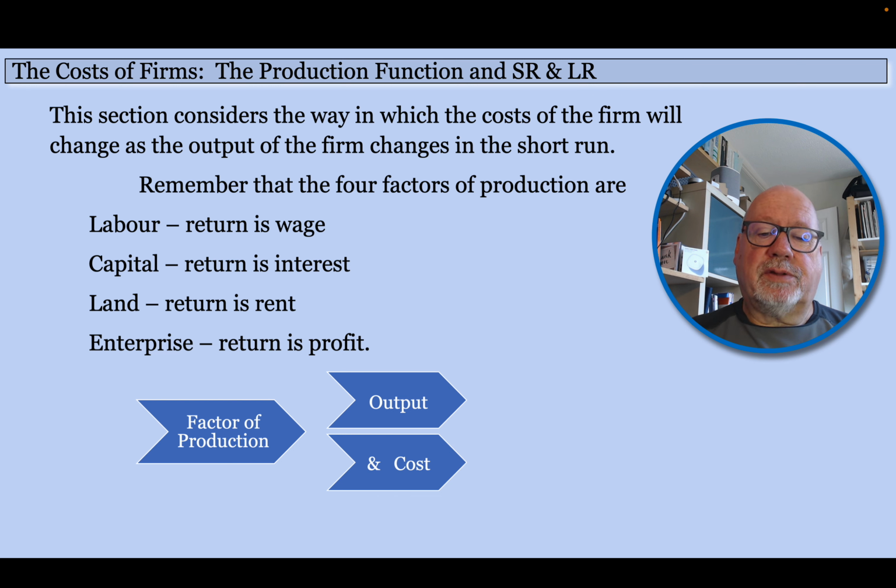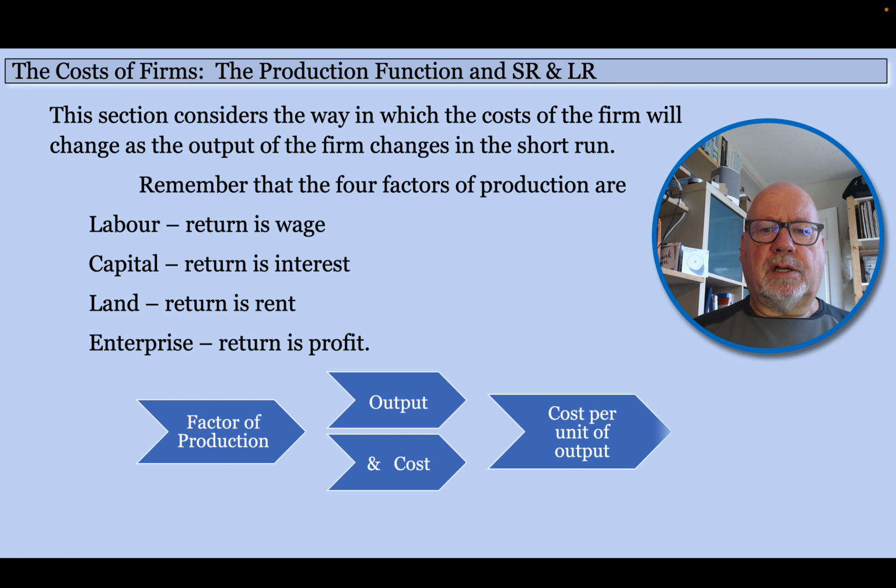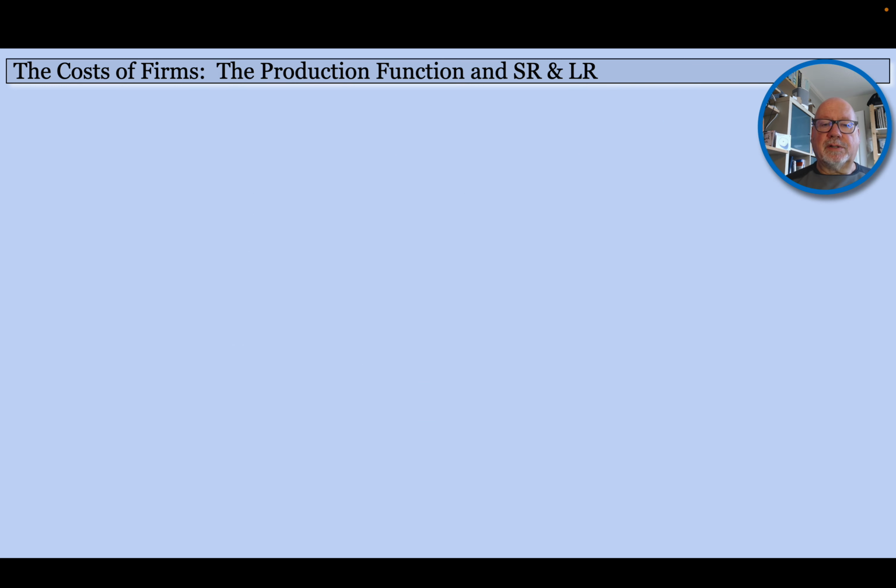Okay, so that's what this is going to do, and we're going to look at how you build up the cost per unit by considering how many units I need, and therefore how many factors of production, and link that to their costs. So you've got to go behind the cost curves in order to understand how you build those cost curves. Okay, so let's have a quick look at this.